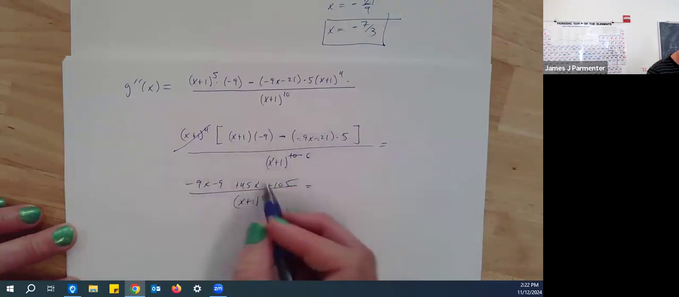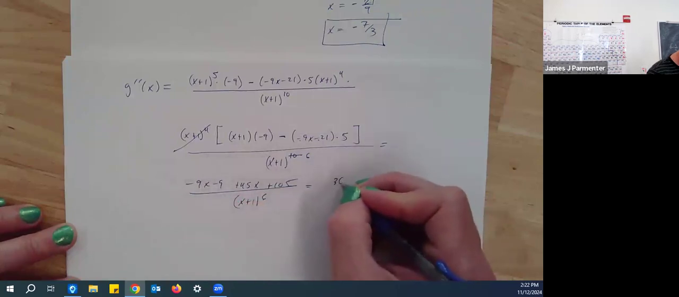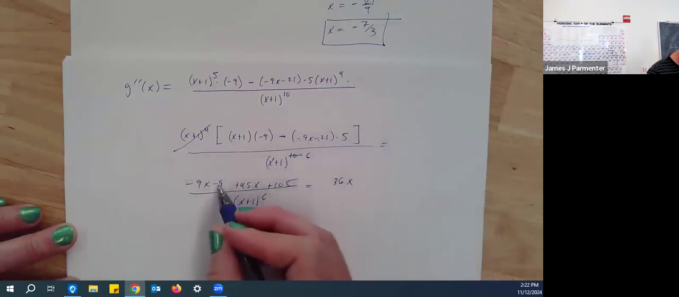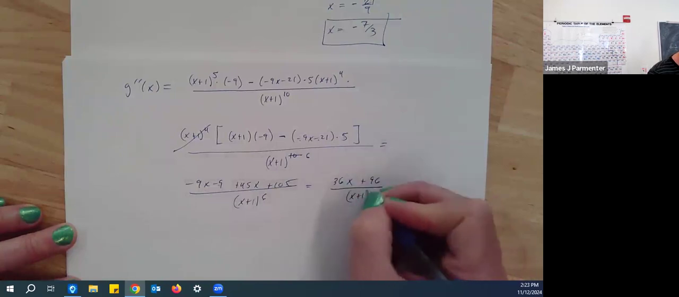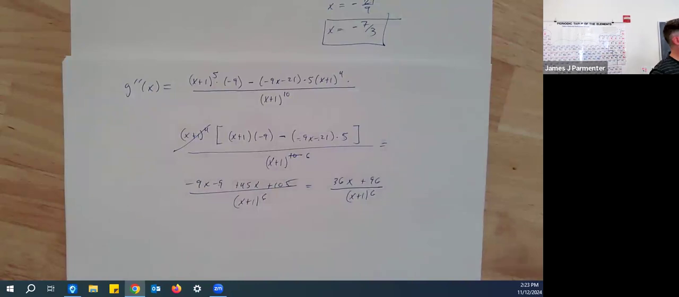And so if we simplify one last step, we get 36x. 105 minus 9 is 96. All over x plus 1 to the 6th. And if you want to set this one equal to 0, you'd find x equal to negative 96 over 36, whatever that happens to be.